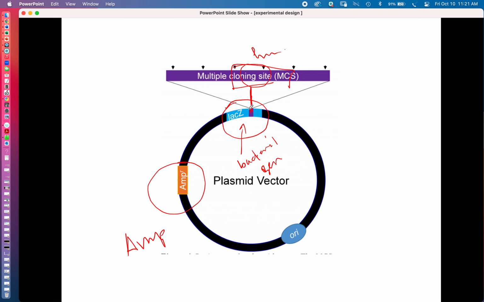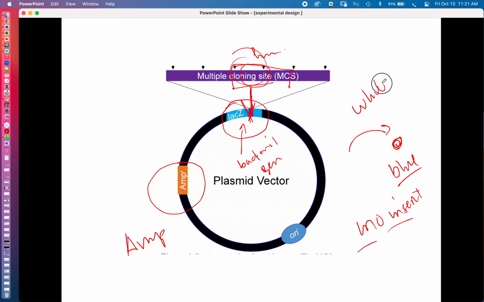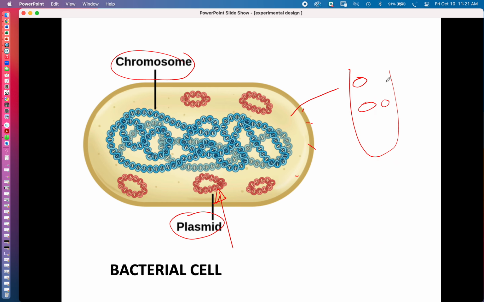And so if we insert something, it interrupts and destroys the bacterial gene. They made this color blue because if this is intact, the bacteria will be blue, and that means there's no insert. But if we get an insert, this foreign gene gets inserted and will interrupt that, and the bacteria will not be blue, they'll be white. And so that's what's going on here in that experiment.